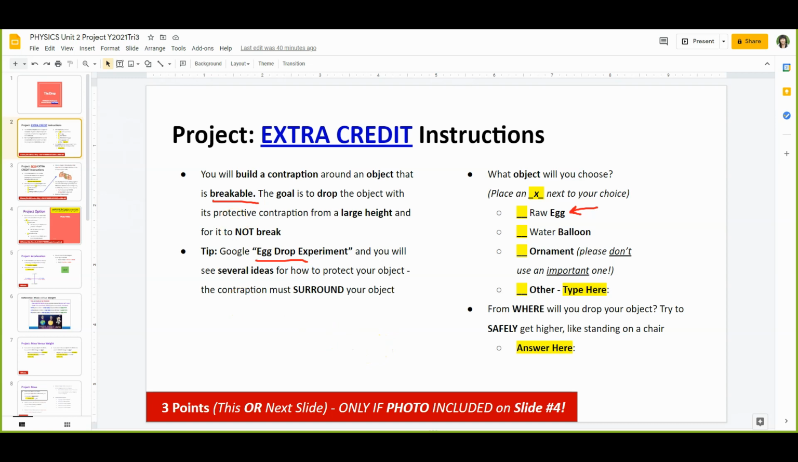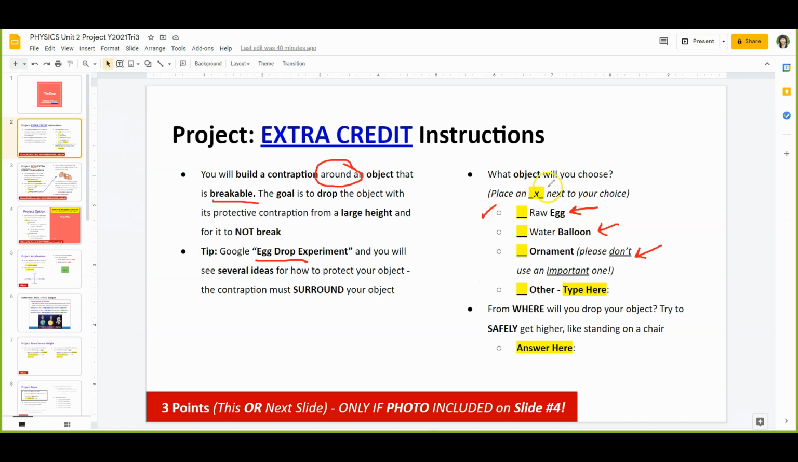All right, so you need to build a contraption around an object that is breakable. Around means it needs to be around. It can't just be on the ground. It has to be surrounding your object. And the goal is to drop the object with its protective contraption from a very large height and for the egg to not break. You could also use a water balloon. You could also use an ornament, as long as it's not an important ornament. Or if you have some other idea, that's also fine, as long as it's something that is breakable. But again, the most common one here is going to be the egg.